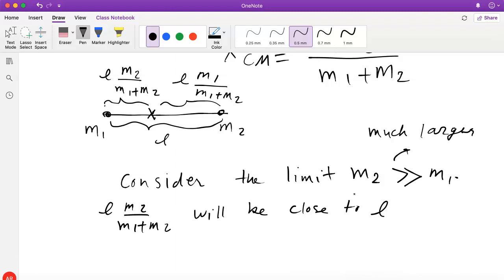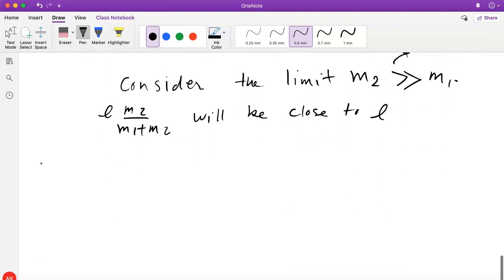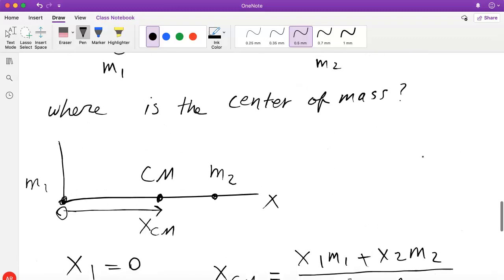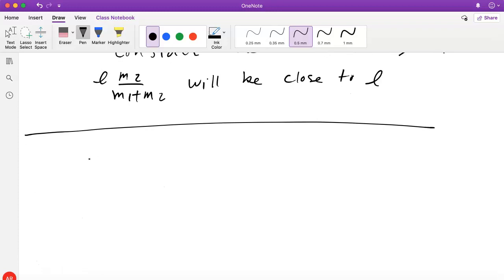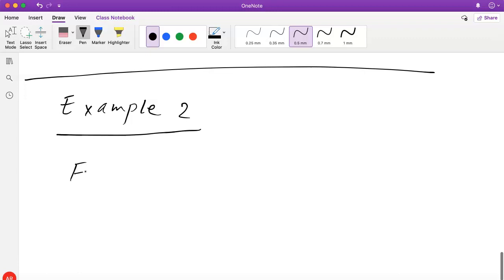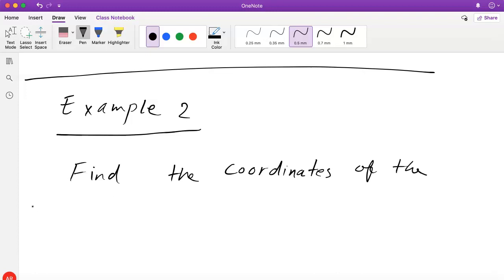All right, so that was an example in one dimension. That was example one, I think. Let's do another example in two dimensions. So example two, again, a collection of point particles, and we're asked to find where the center of mass of this collection of point particles is. So let's say find the coordinates of the center of mass.